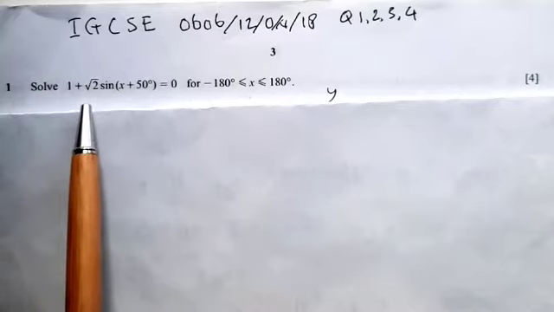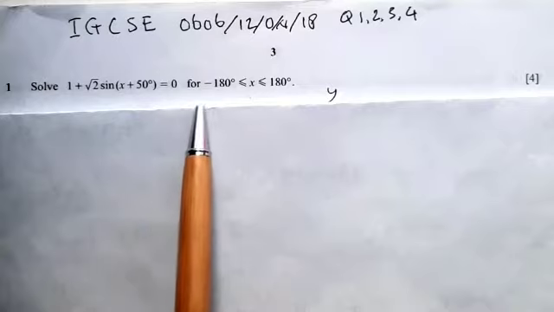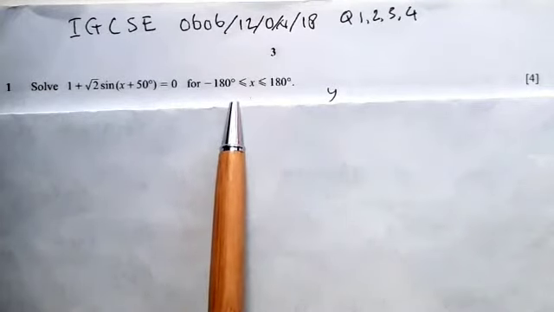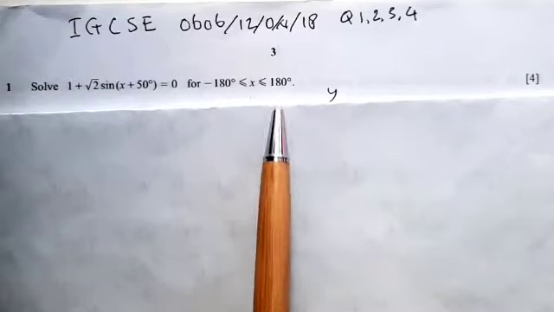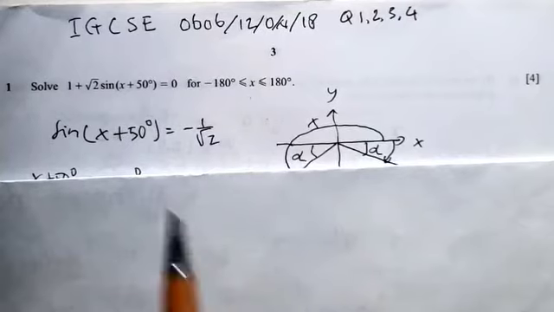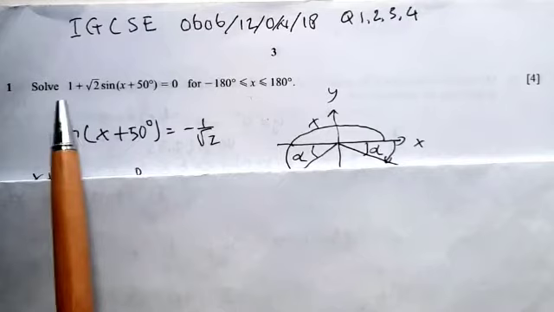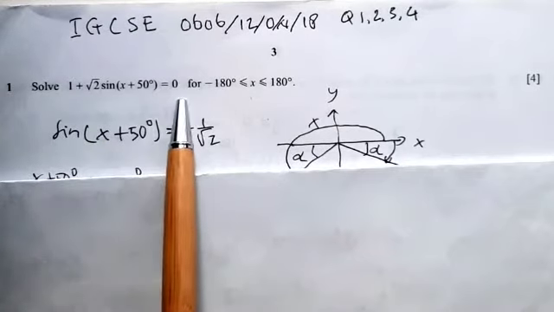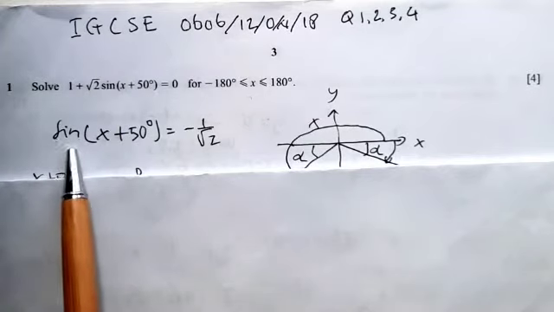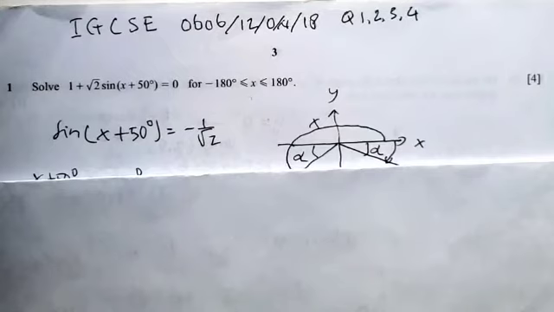Solve 1 plus square root of 2 sine (x plus 50 degrees) equals 0 for x between minus 180 degrees and 180 degrees inclusive. Sine (x plus 50), this is a shift to the right, equals minus 1 divided by square root of 2. Thus sine (x plus 50 degrees) is minus 1 per square root of 2.